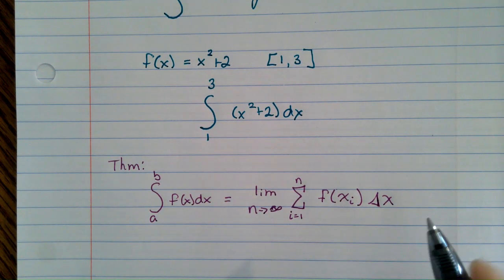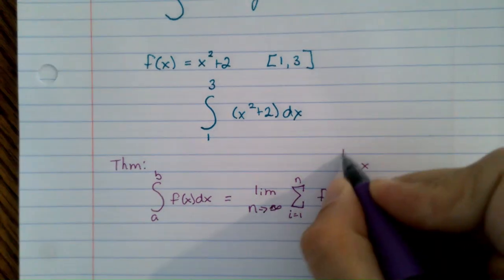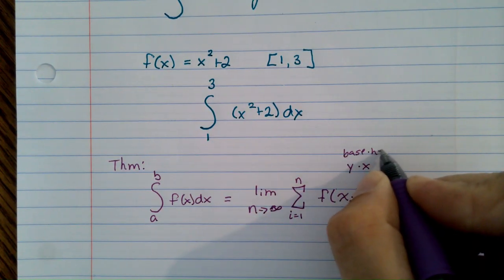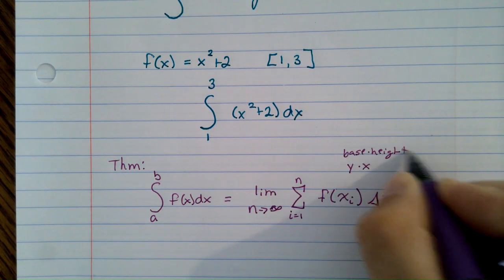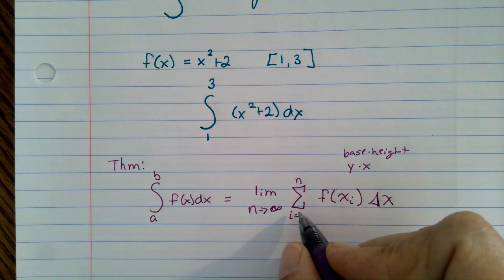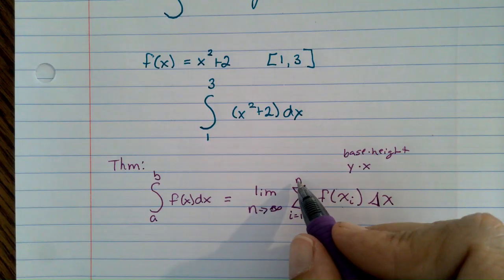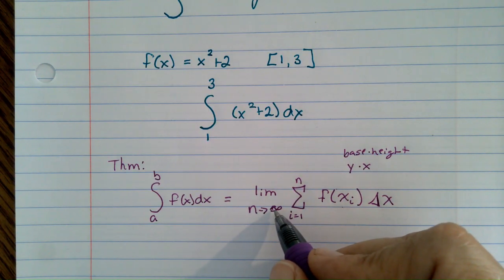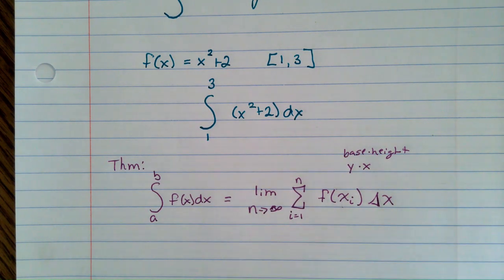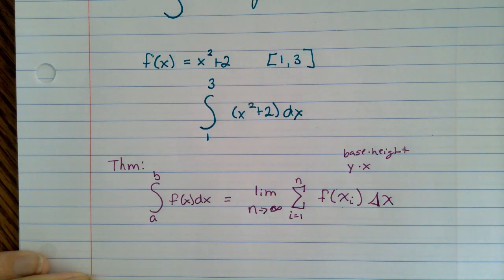Well, we know that this is y times x, or base times height. That's really what this is right here. The sigma means the sum of. So what they're having us do is adding rectangle 1 plus rectangle 2 plus rectangle 3 plus all the way up to an infinite rectangle. So this is a way to figure out how to do it for infinite rectangles. Okay. Some extra pieces that you should know.